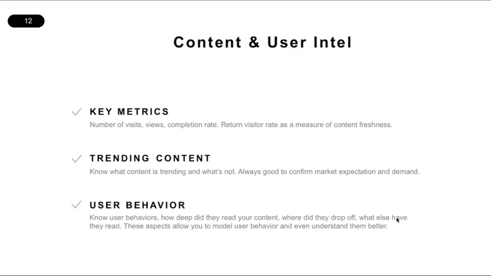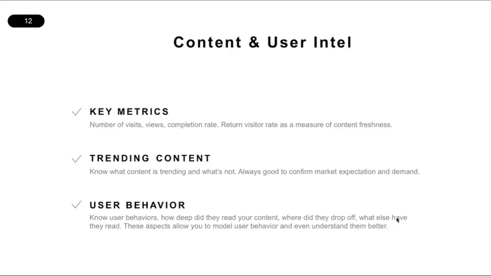Coming on to content and user intel, trying to understand a system. Traditionally, we have used embedding Google Analytics code on a system and understanding content at a more generic level. But what if the system actually understood data at a much lower level? Being able to understand not just the number of visits or views, but completion rate and true completion rate, because it's not based on a set of events that the system is emitting, but we actually track user behavior. Being able to measure return visitor rate as a measure of content freshness.